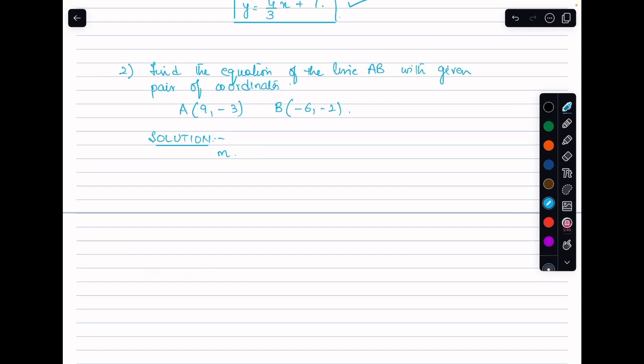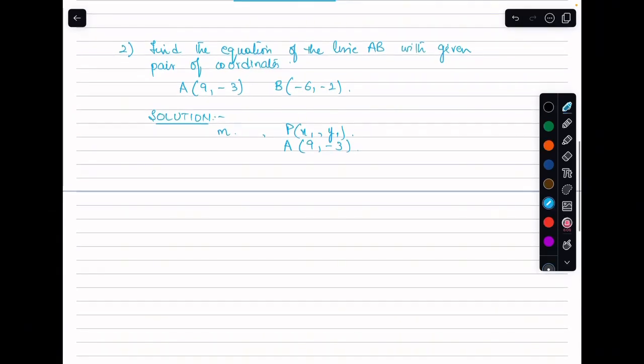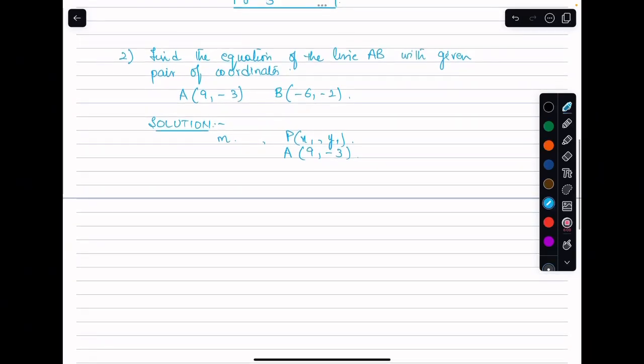Any point which lies on the line, meaning I can pick either of the 2 points A or B to substitute for x1 and y1. So if I take this point as A, it is going to be 9 and -3. Next thing is to find the gradient, and to get the gradient value, we know that gradient will be represented by yb minus ya divided by xb minus xa.